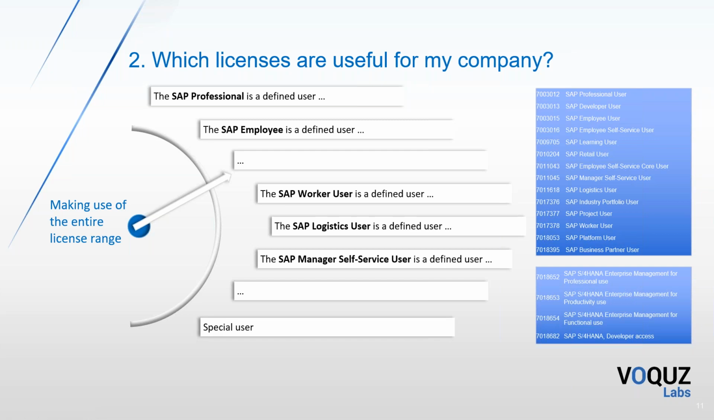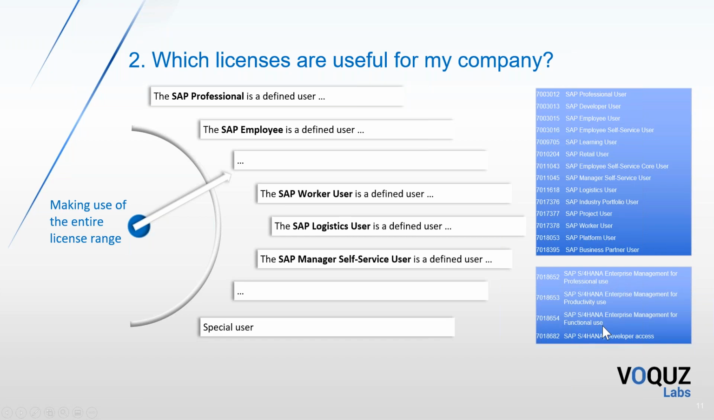Now, it is difficult to manage this without tools. That's a fact. The more license types you have, the more difficult it gets to assign them properly on a manual basis. Now, on the low blue box on the right, you can see the new license types for S/4HANA, S/4HANA on-premise in this case. We are talking about S/4HANA Enterprise Management for professional use, productivity use, and functional use.